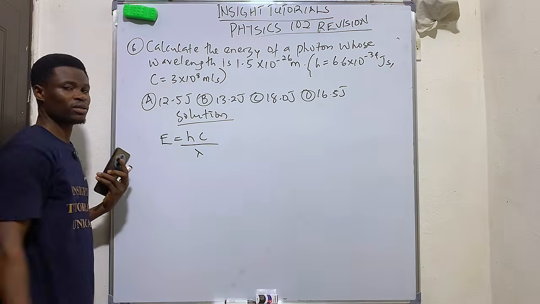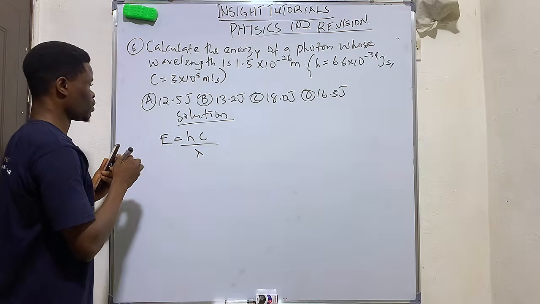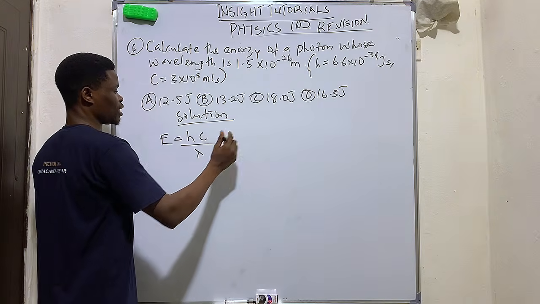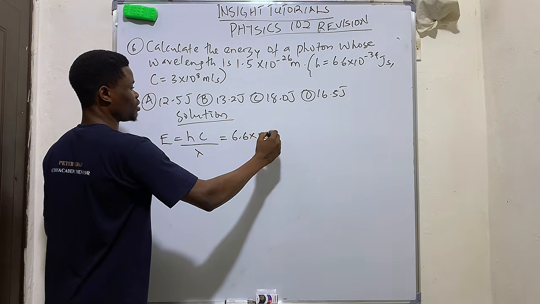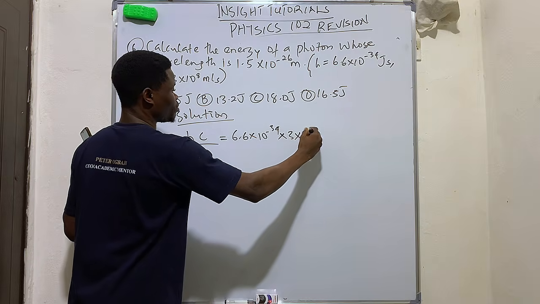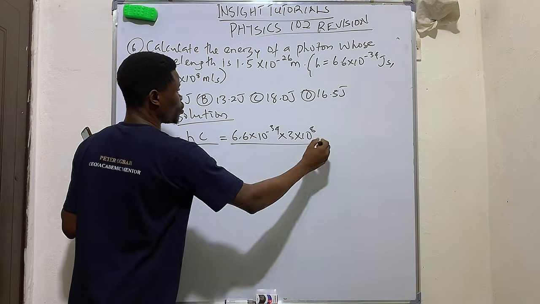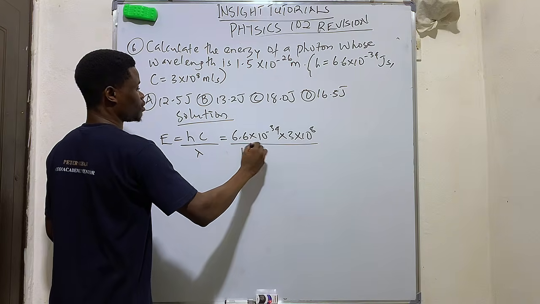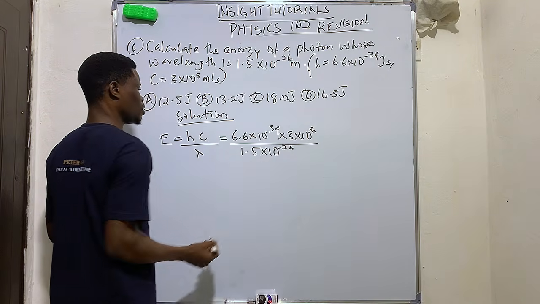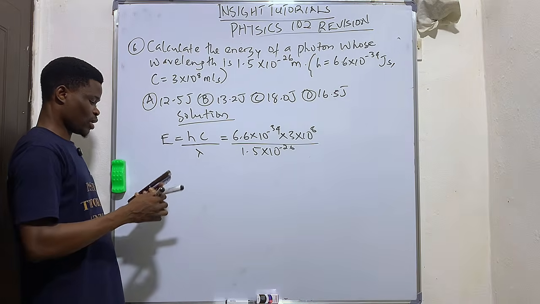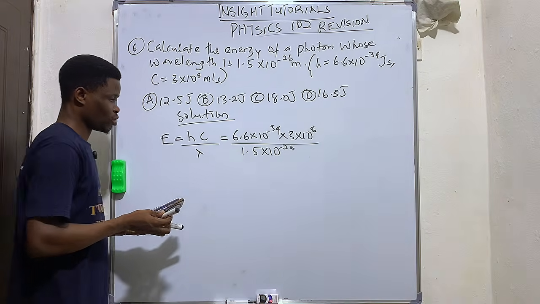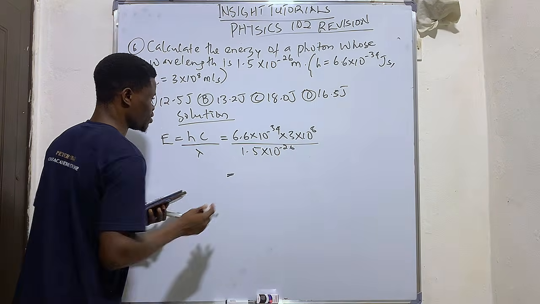We are told to find the energy, right? So we're going to just substitute that into this equation. So we'll have 6.6 times 10 raised to the power of negative 34 times 3 times 10 raised to the power of 8 all over our wavelength, which is 1.5 times 10 raised to the power of negative 26. So we could go ahead and do this in our calculator.